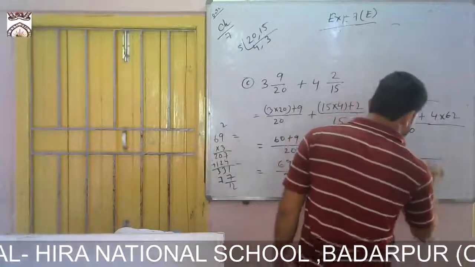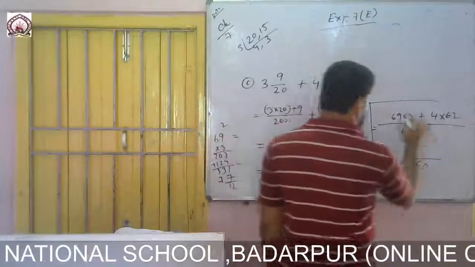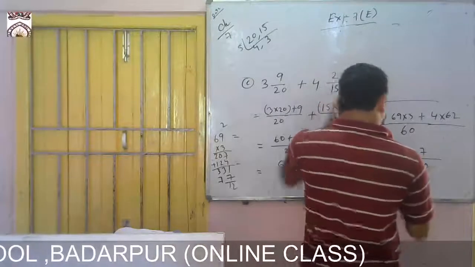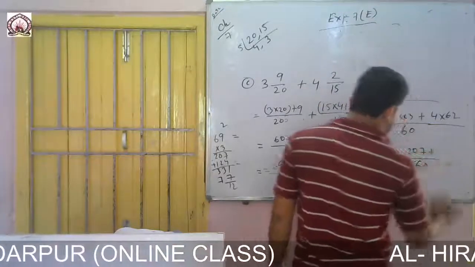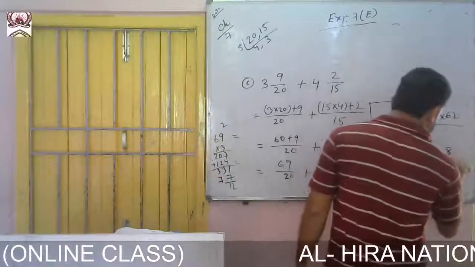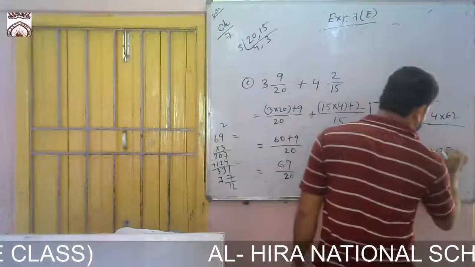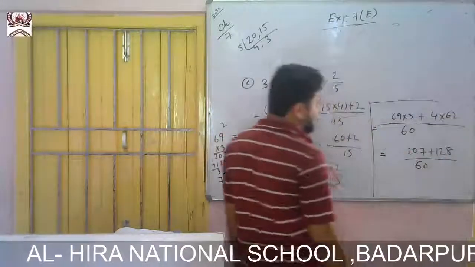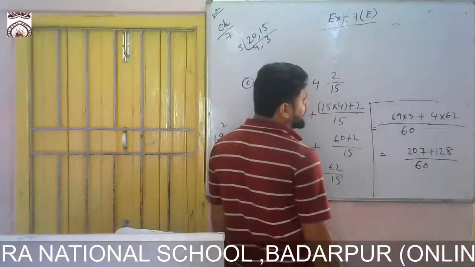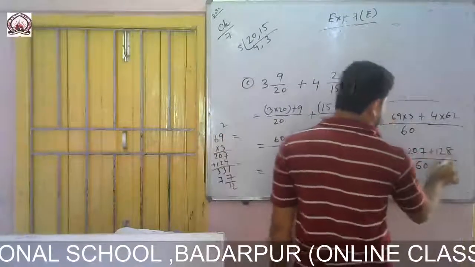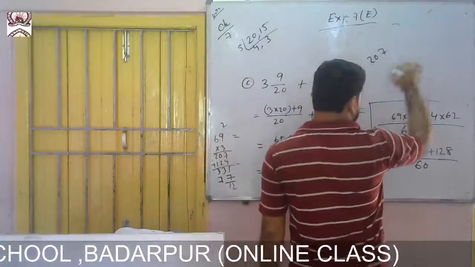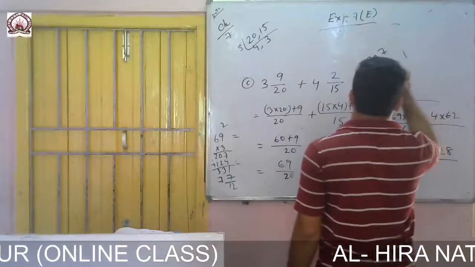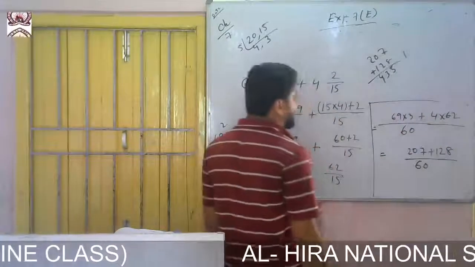So now you check 60. Okay, then 3 9 are 27, then 6 3 are 18, 20 plus here 4 2 are 8. Okay, and 6 2 are 12. Okay, 4 2 are 8 and 6 2 are what? Okay, now add 207 and 128. 435.